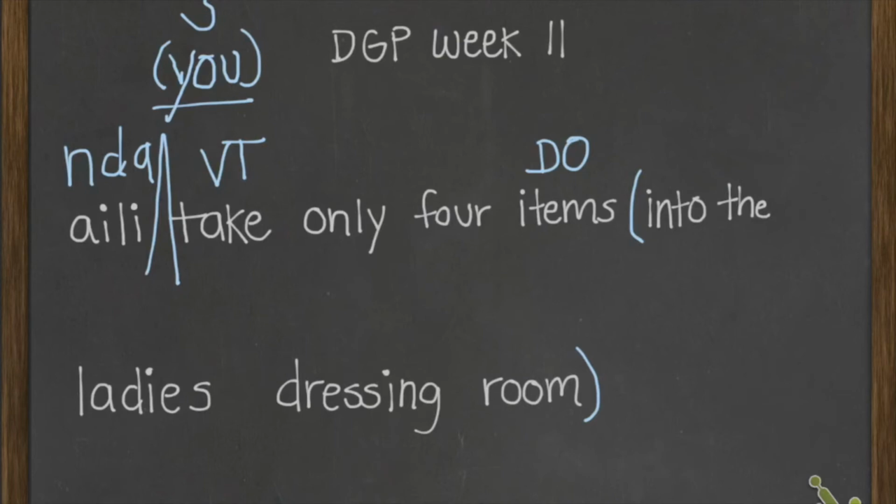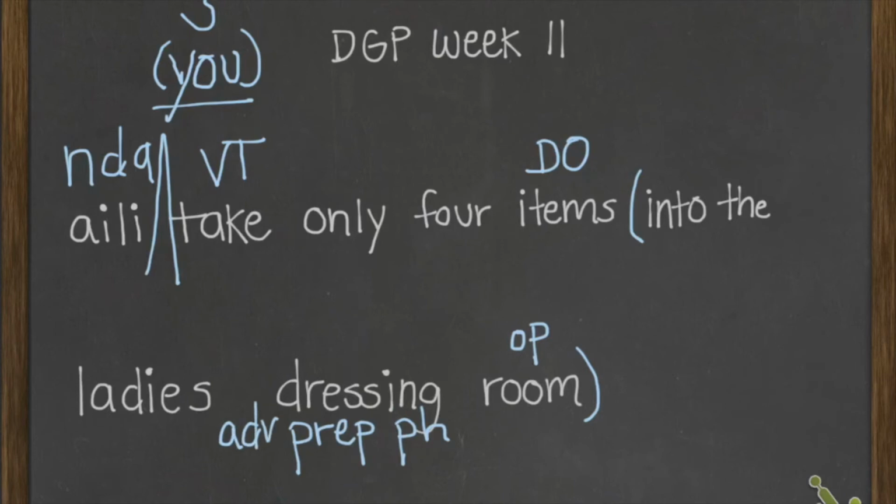What is my OP, my object of the preposition? It's the noun or pronoun at the end of a prepositional phrase. Room. And I have to figure out what this prepositional phrase, this group of words, is modifying or describing. That'll tell us whether it is an adverb or an adjective prep phrase. Is it Ailey into the ladies' dressing room? Items into the ladies' dressing room? Or take into the ladies' dressing room? We're taking something into this room. So it's an adverb prep phrase.